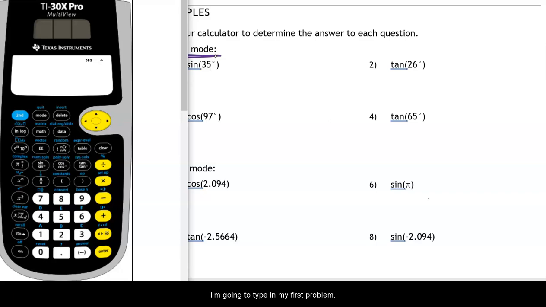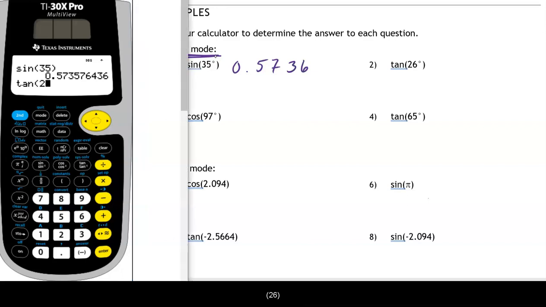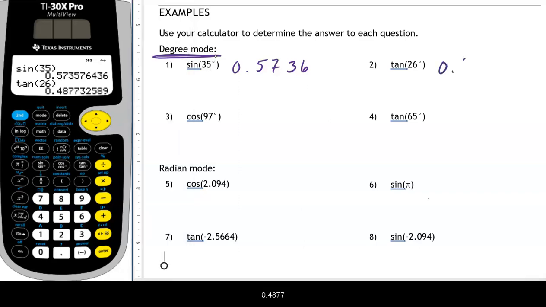So I'm going to type in my first problem. So sine 35, enter, and we're just going to write that decimal number down for our answer. So 0. Number 2, we're going to do the same thing. Tangent 26, enter. So 0.4877.